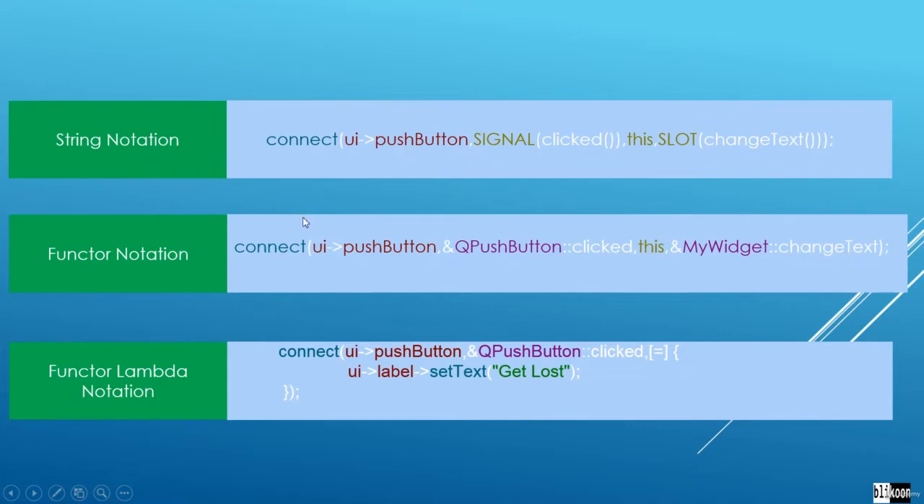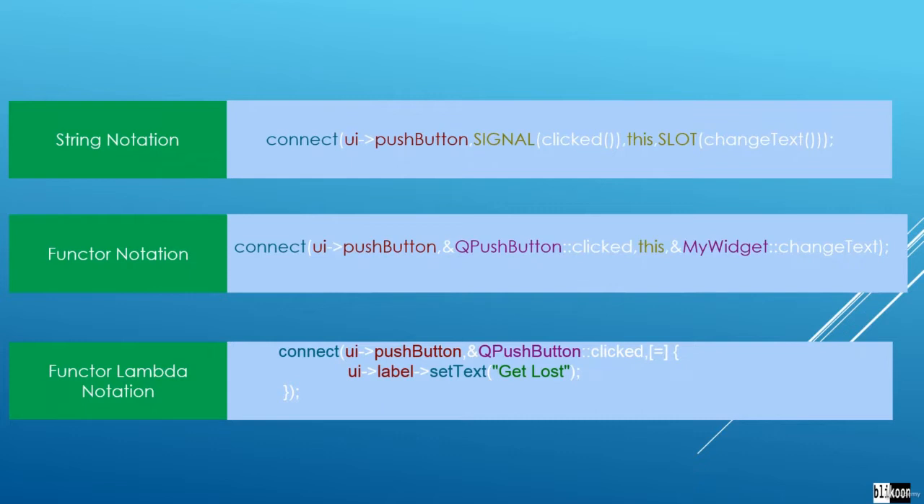The other one is the functor notation. Notice that inside we use class names and double colons, and your slot. For the signal, you do the same thing: you use the QPushButton class and put the signal that you want to use like this. These notations have different benefits, and we're going to look at that in a few minutes.